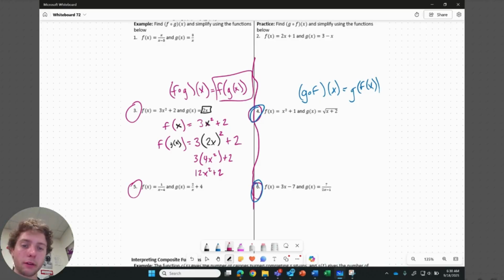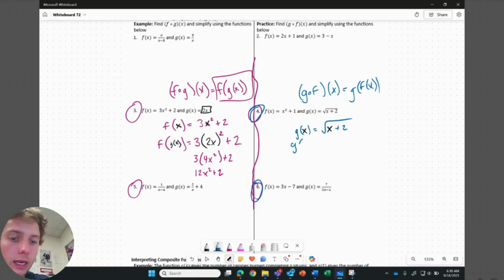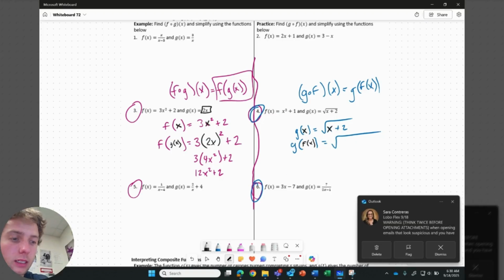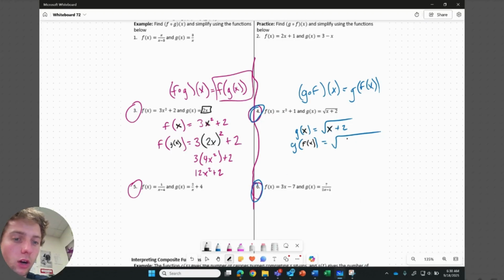Same idea with number 4, but now the outside function is g, so I could start with that one. Again, I want to take anywhere there is an x and I want to replace it. In this case, we are replacing it with the inside function, which is f of x. That means anywhere there is an x, I need to change it. All of the x's are changing to x squared plus 1. That is f of x.